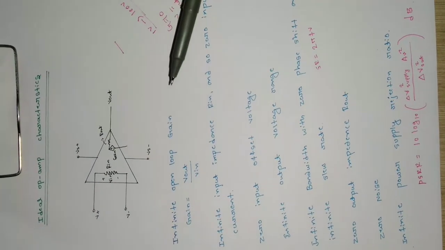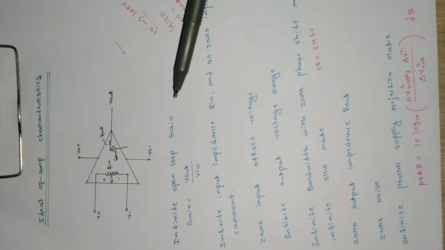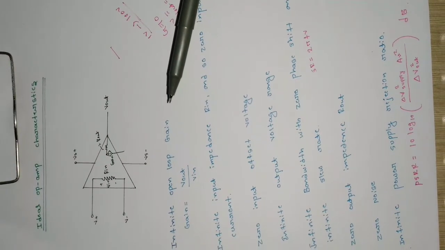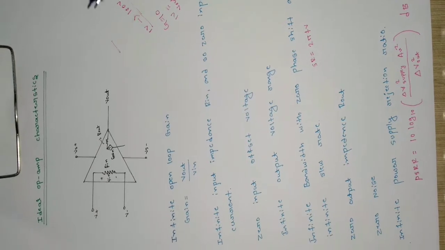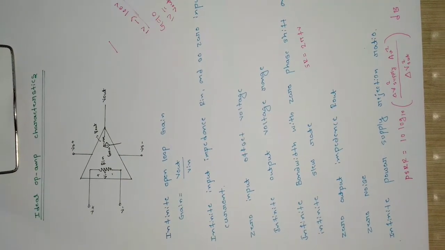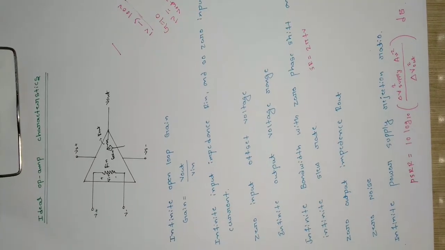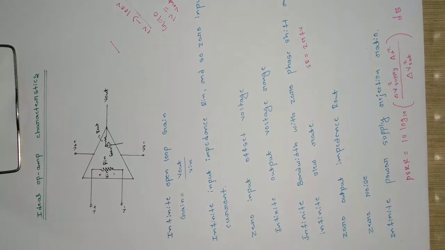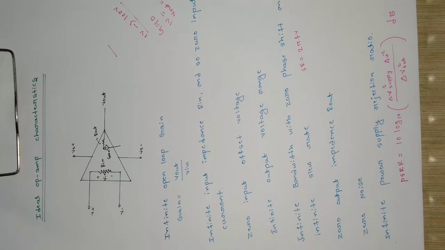The highest gain which is possible is infinite gain, which means it will be in terms of millions and trillions. Okay, so the first characteristic is infinite open loop gain. Then coming to the second characteristic, that is infinite input impedance, that is R in, and so zero input current.